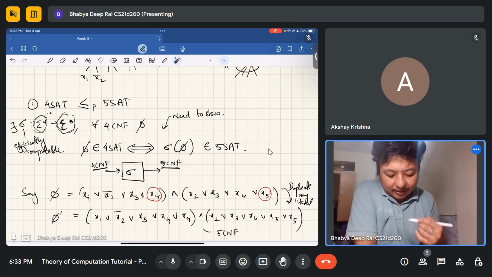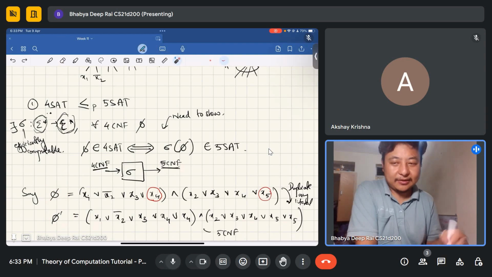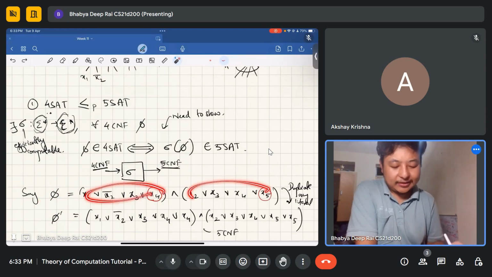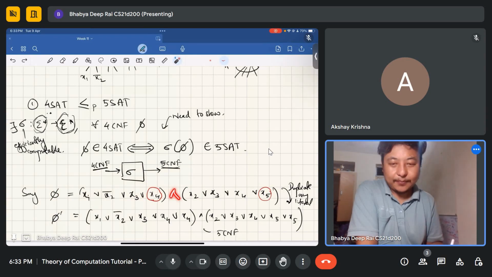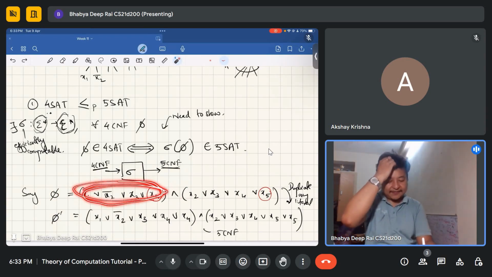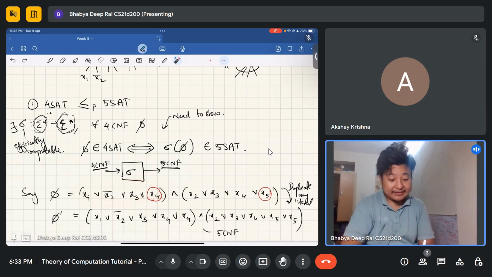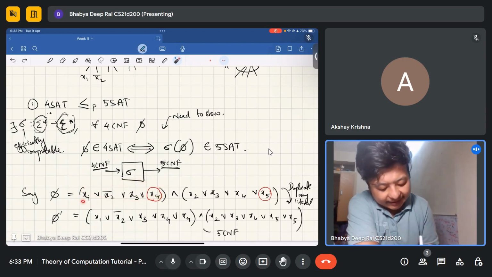Now my argument is that if phi is satisfiable, then phi prime is satisfiable. The other way around also: if phi prime is satisfiable, then phi is satisfiable. If phi is satisfiable, both of these need to be satisfiable because there is an AND. Now if we look at this clause, this is satisfiable, which means that, and note that this part and this part are identical.